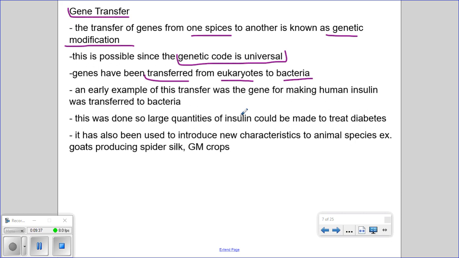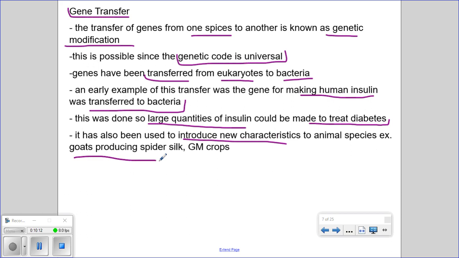So an early example of this transfer was the gene for making human insulin being transferred to bacteria. And this was done so large quantities of insulin could be made easily to treat diabetes, by taking that gene that codes for human insulin and putting it into bacteria. The bacteria would now make large quantities of that insulin, which could then be purified and given to people who have diabetes. The technique of gene transfer has also been used to introduce new characteristics to animal species, for example, the goats that produce spider milk, and genetically modified crops, especially.